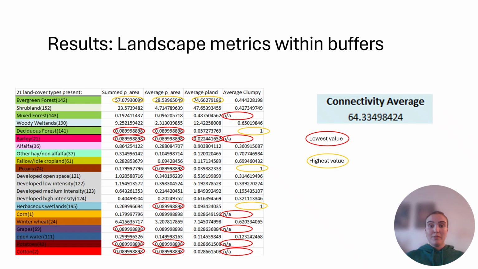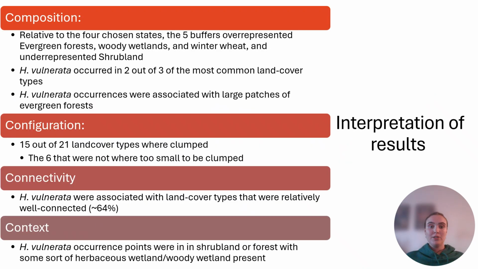Evergreen forest also had the most percent cover in the buffers compared to the lowest percent cover, which was barley. There were 6 land cover types that were too small to be clumped, while deciduous forests, pecans, and herbaceous wetlands were perfectly clumped. Overall, the landscape was relatively well connected at 64%. We will now interpret the results we went through on the previous slide.